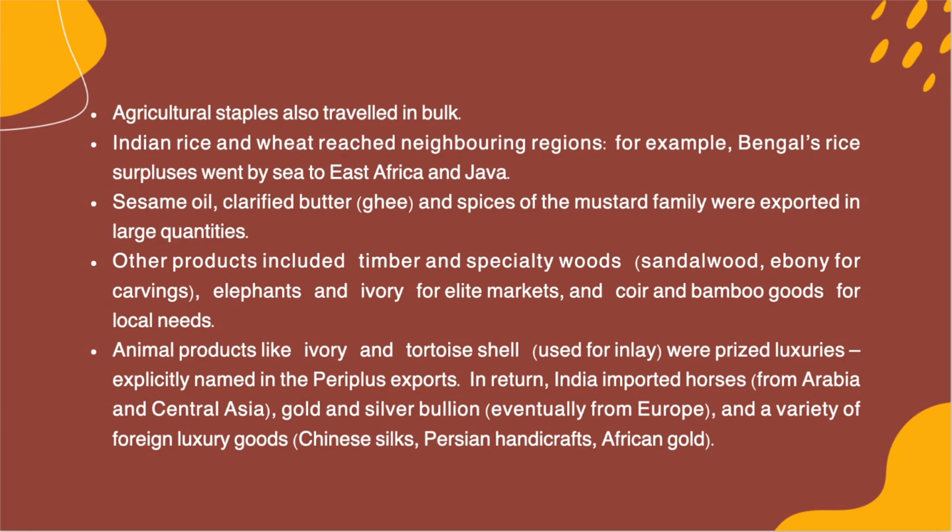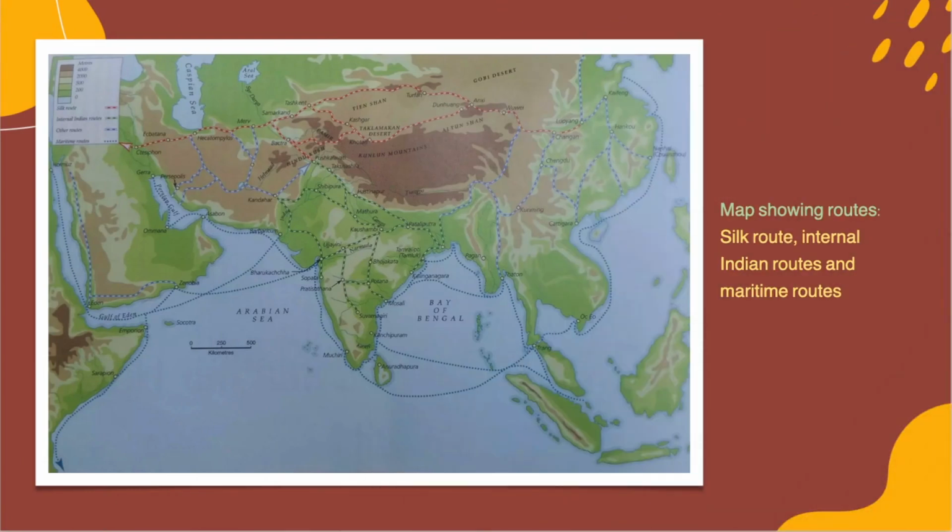This is an interesting map which shows the Silk Route, the internal Indian routes, and the maritime routes. Please note that the maritime routes are also part of the Silk Route, showing the various oceans and seas which were part of this bustling trade across China and India.